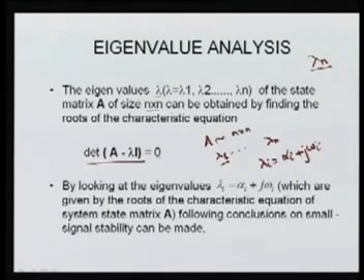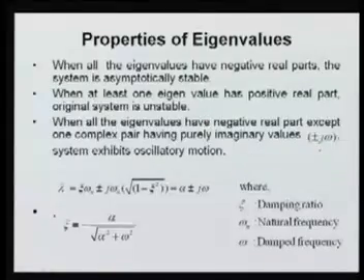The following conclusions on small signal stability can be drawn. Knowing these, we can draw various conclusions. The first conclusion is that when all these eigenvalues have a negative real part, the system is asymptotically stable. Meaning all these real parts, the alpha i's, are negative, then the system is stable.